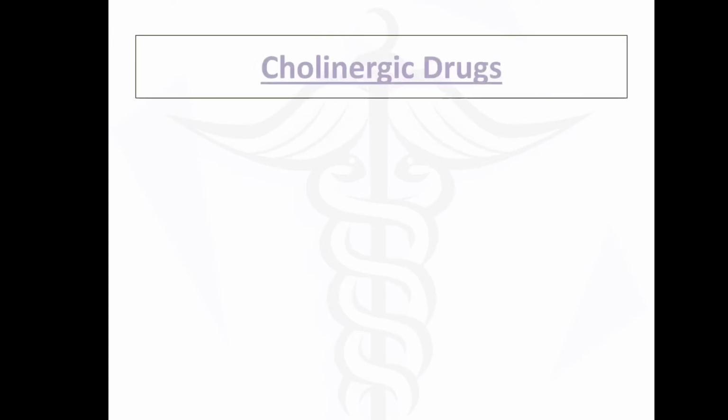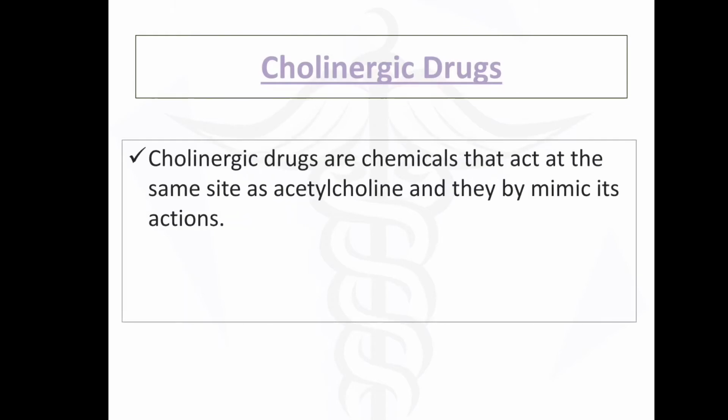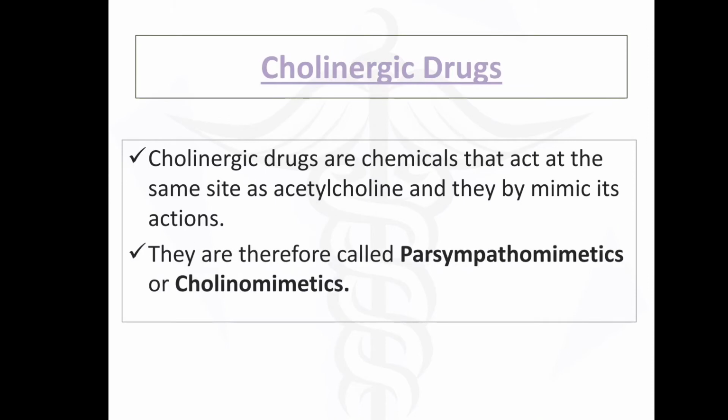Next, let us see the most important part of the video, that is the cholinergic drugs. Cholinergic drugs are chemicals that act at the same site as acetylcholine and thereby mimic its actions, and hence they are known as parasympathomimetics or cholinomimetics, and they're also known as cholinergic agonists. An agonist is anything that mimics its action. So here, cholinergic drugs mimic acetylcholine's actions, and hence they are also known as cholinergic agonist drugs.